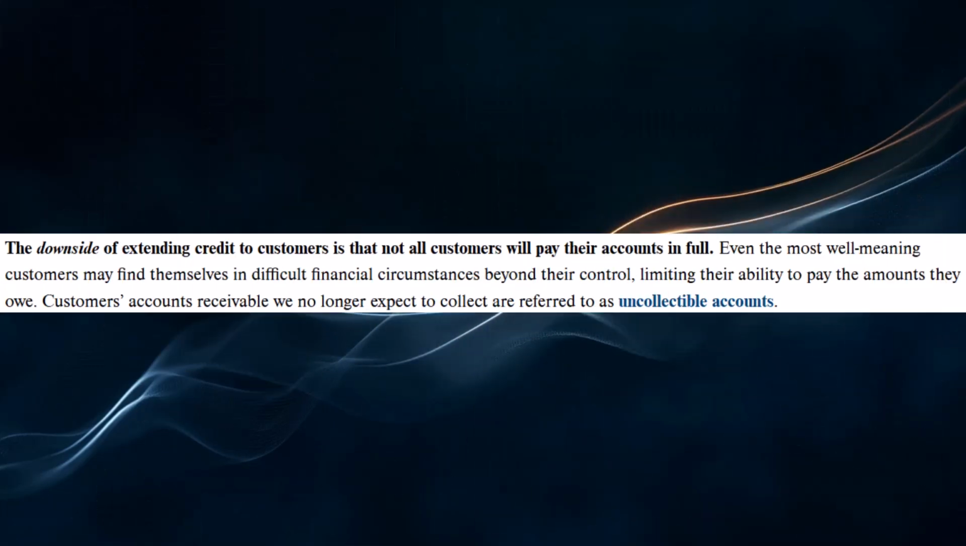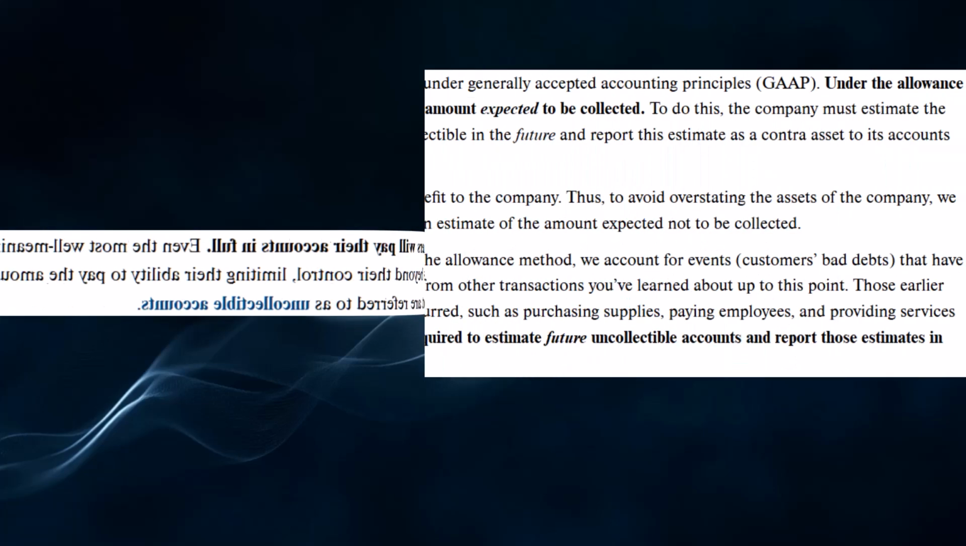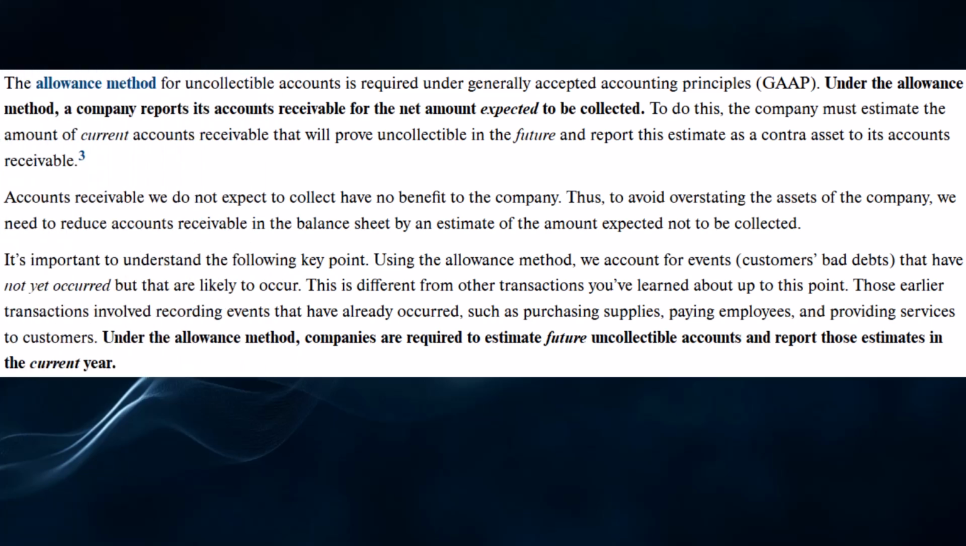But there's a downside. Unfortunately, not all customers will pay the amounts they owe. These amounts we no longer expect to collect are called uncollectible accounts or sometimes doubtful accounts. So how do we account for this? We can't just wait until a customer defaults. Generally accepted accounting principles require us to anticipate this.